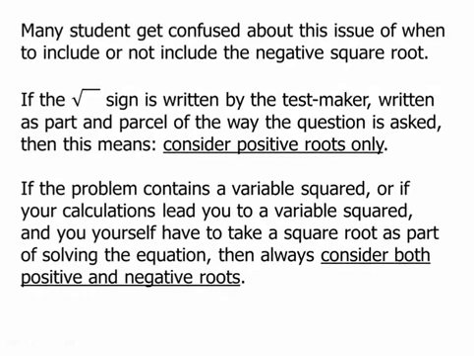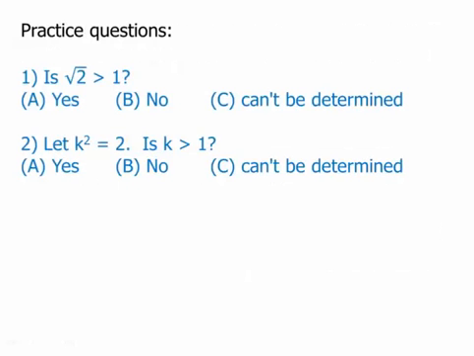But if the problem contains a variable squared, or your calculations lead to a variable squared, and you yourself have to initiate the act of taking a square root, so in other words, the square root sign is not printed as part of the problem, then you always have to consider both the positive and negative roots. That's the difference right there. Whether the radical sign is printed on the test or not makes all the difference.